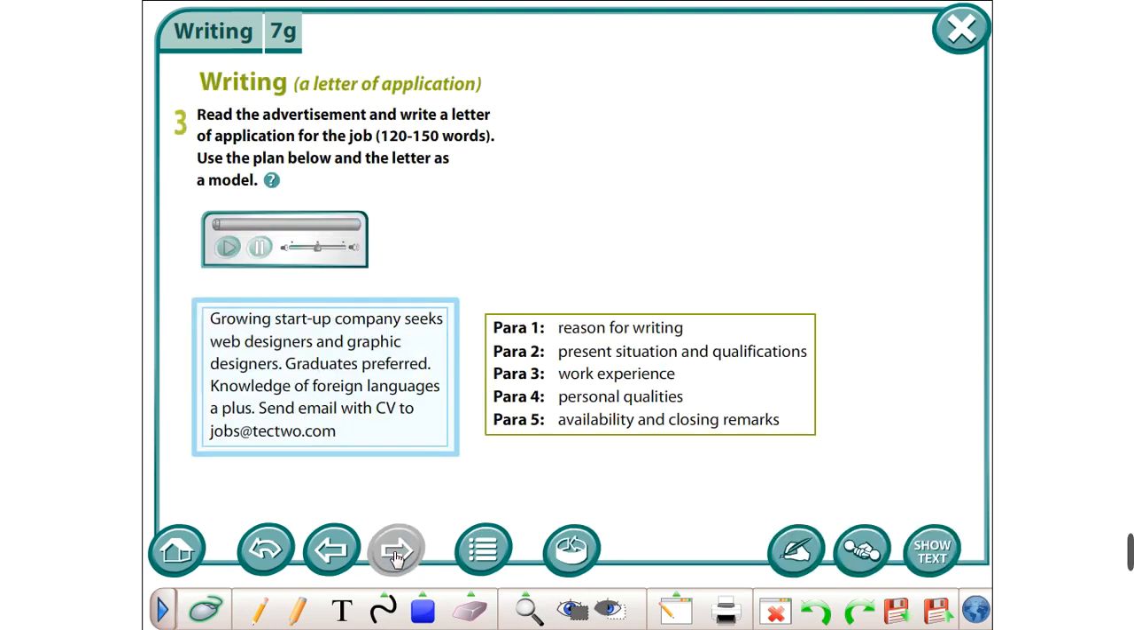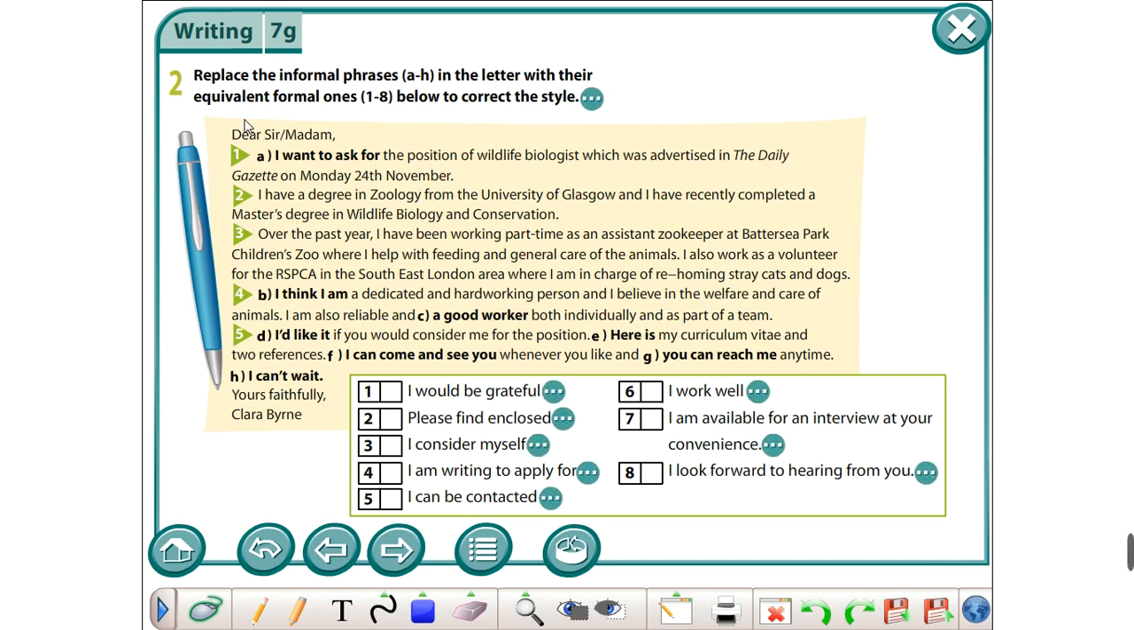Good. So, let's continue with exercise number 2. This is going to be your homework. Replace the informal phrases in the letter with their equivalent formal ones below to correct the style.